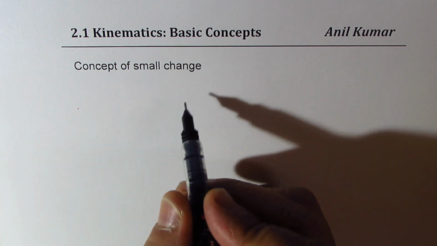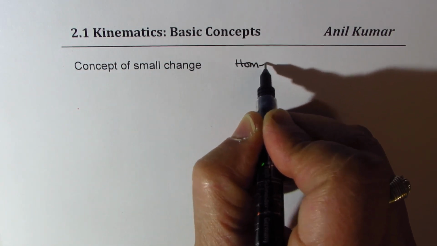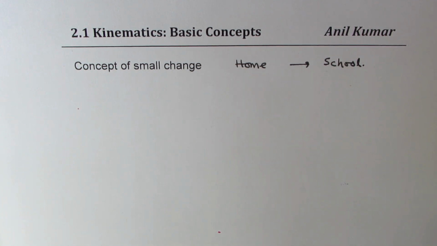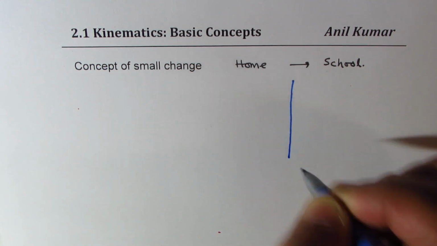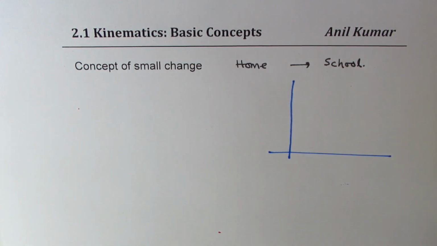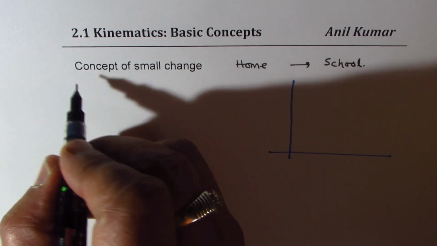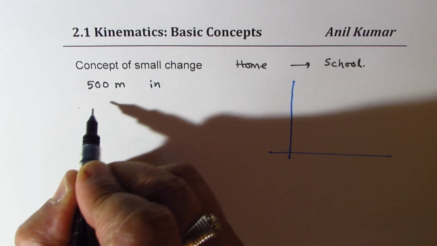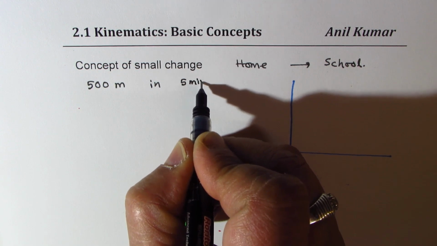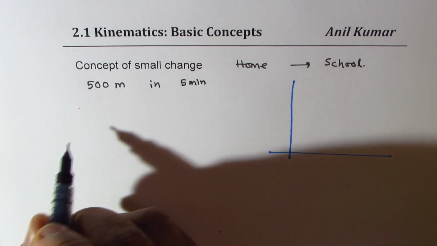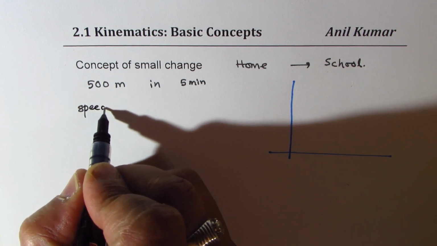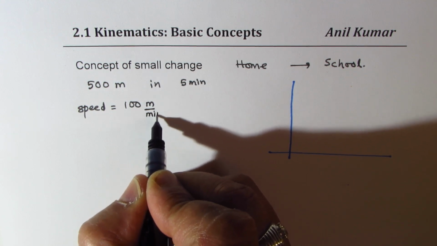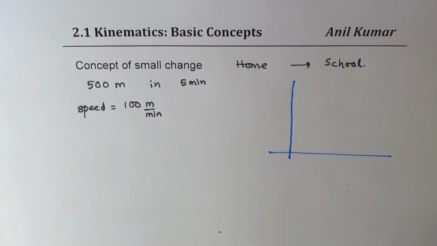Now let me again take the same example, a journey from home to school. Let me show it on a graph. We learned last time that it was a small distance of 500 meters in 5 minutes. And we found that the speed, let me write speed as such now, is 100 meters per minute. And speed is a scalar quantity.